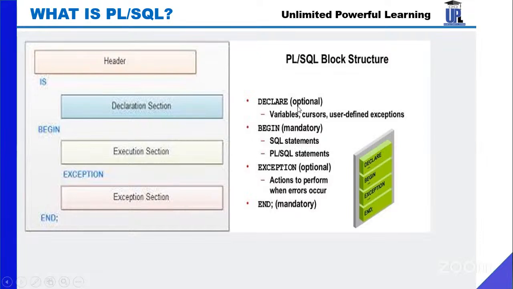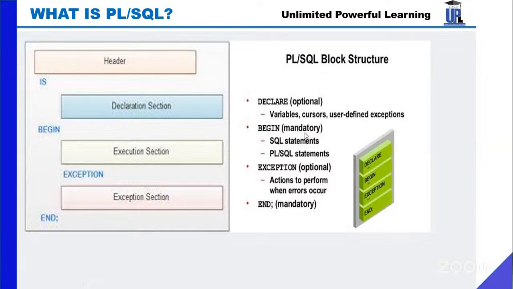Then the declaration sections are optional. If you are using variables, you have to declare them; otherwise, no point in declaring. Either you are declaring variables, or there is a beautiful concept called cursor, which is just like a cache. And if you have some user-defined exceptions, we can use them. Starting with begin is mandatory, that is a must actually.